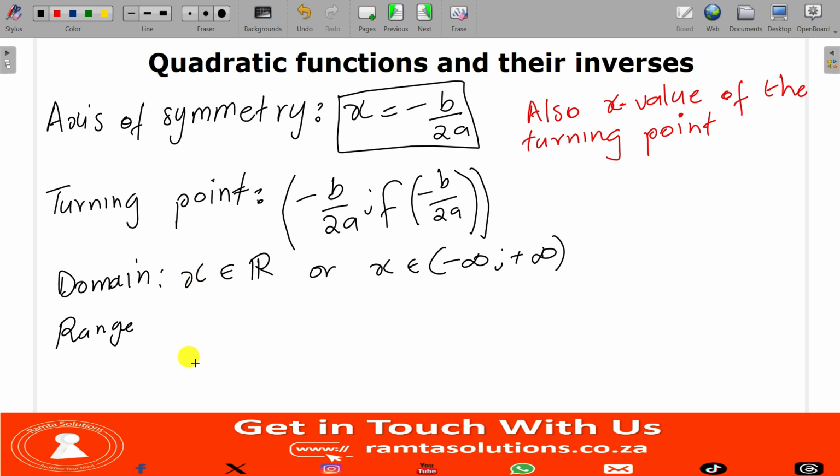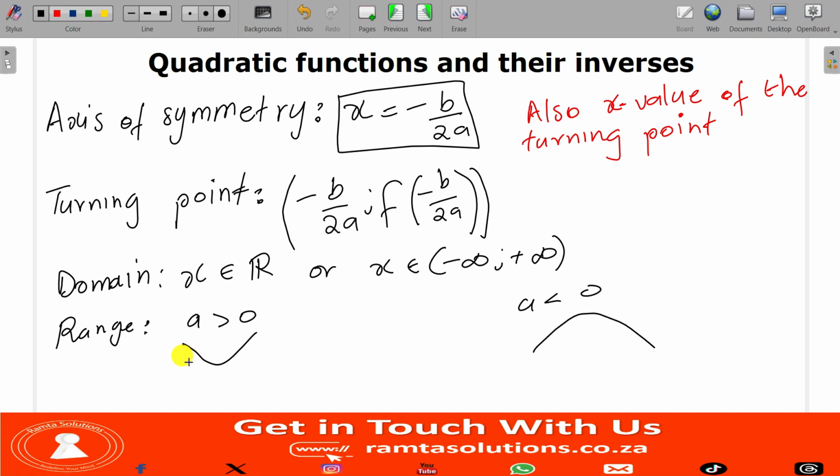Now with the range, it is the set of output values. Here we are referring to which y values our function is possible at. So we need to look first at when a is positive and when a is negative. Remember, when a is positive, your function is smiling. When a is negative, your function is frowning.